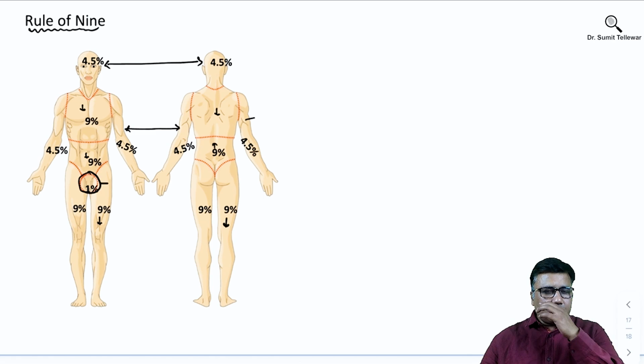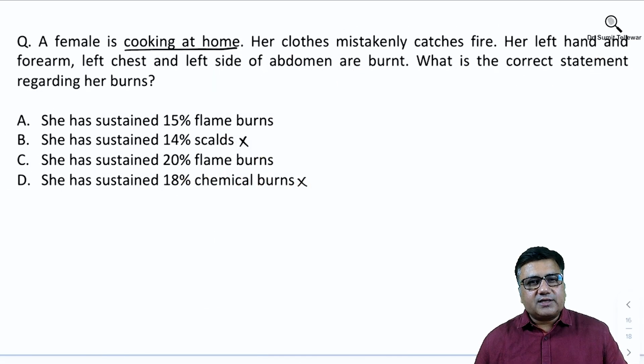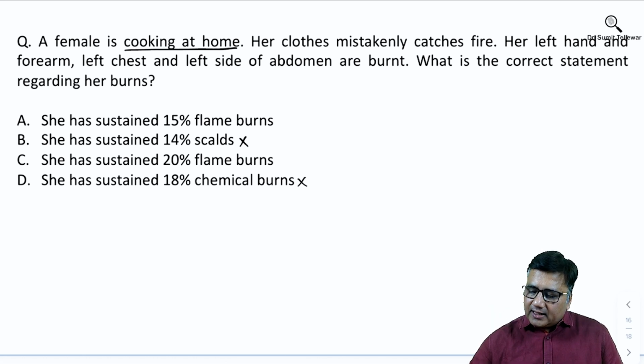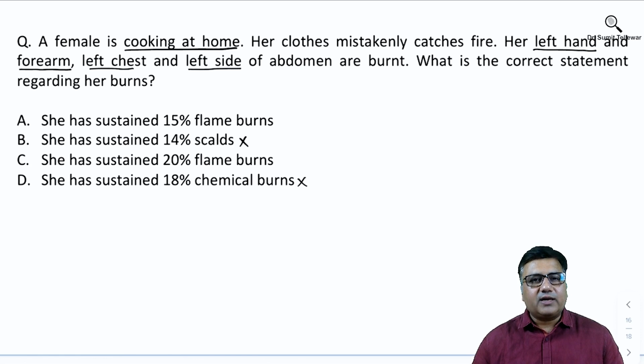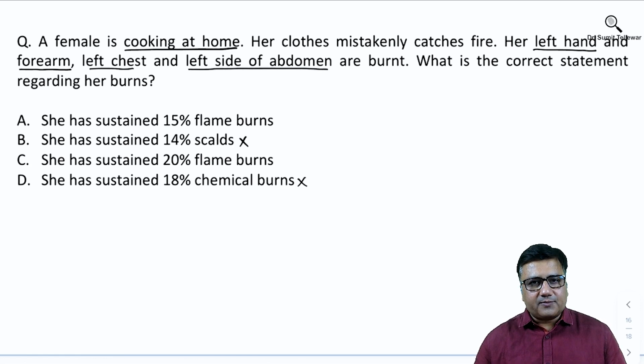Now, with this knowledge, if you are going to read the question once again, what do we see? What is burnt in that female is left hand. So it's given left hand and left forearm, right? Left chest and left side of abdomen. Okay, left side of chest and left side of abdomen.